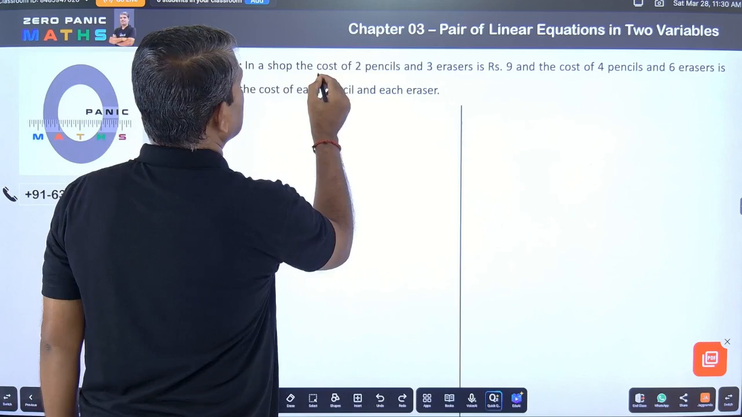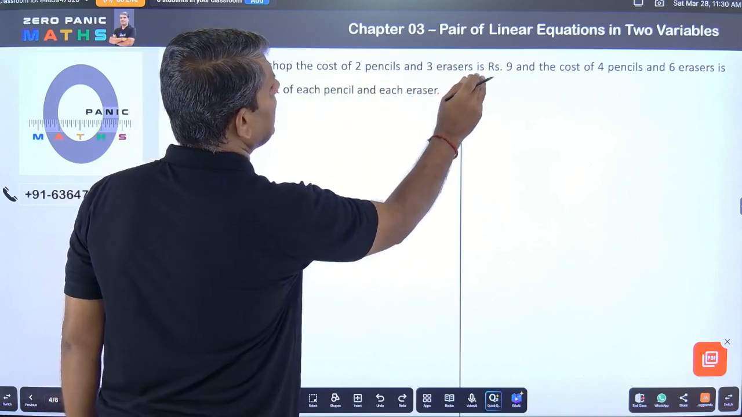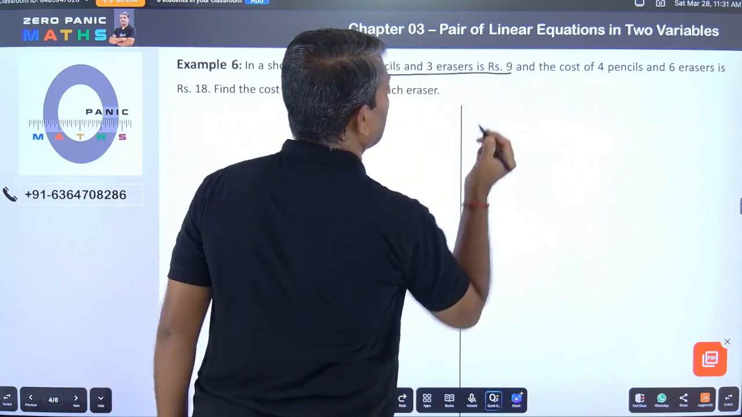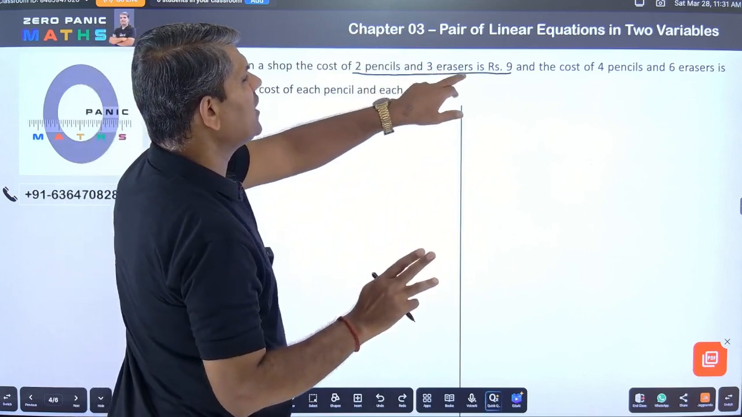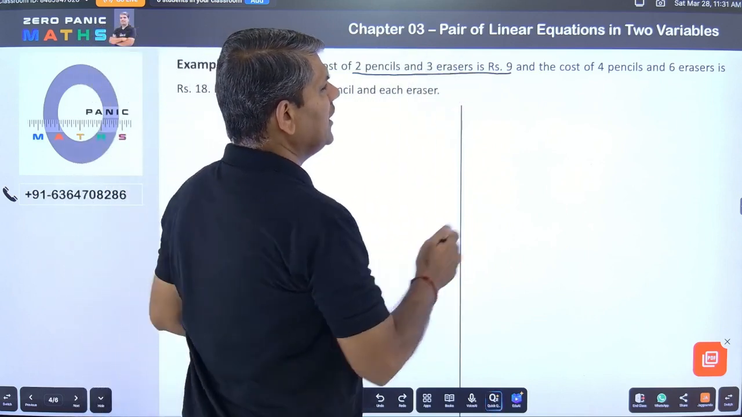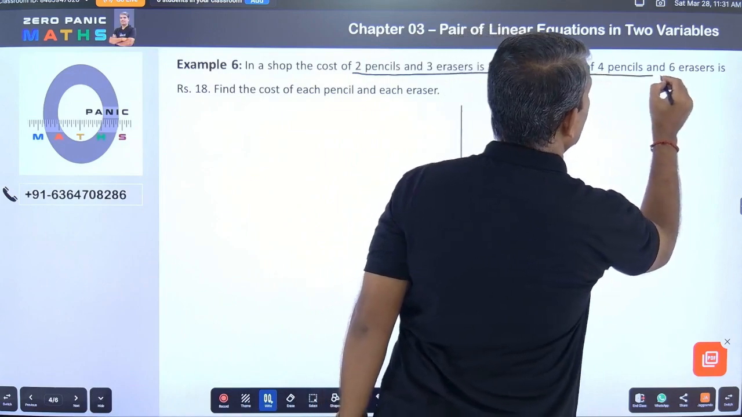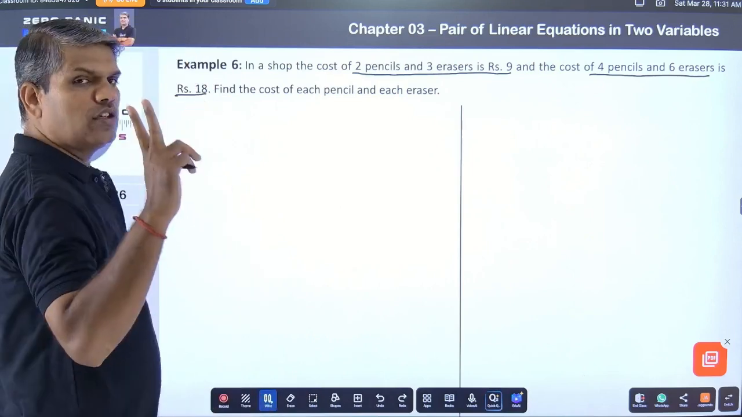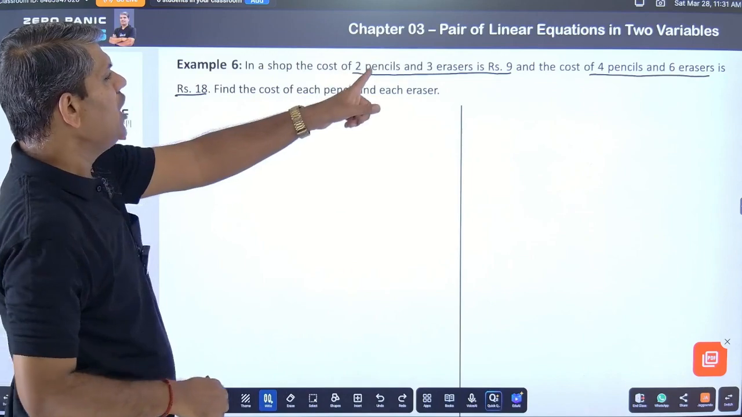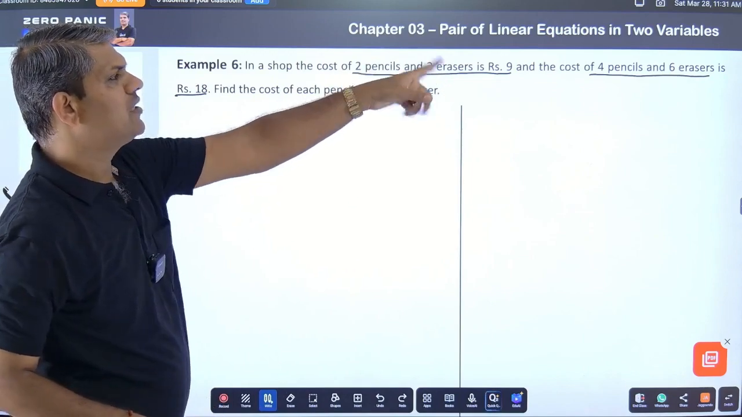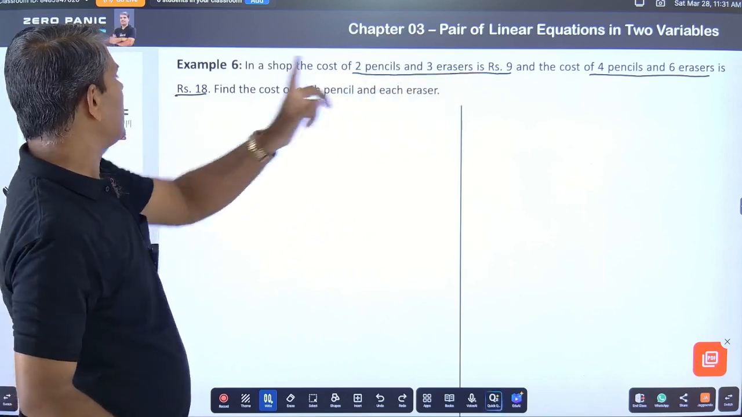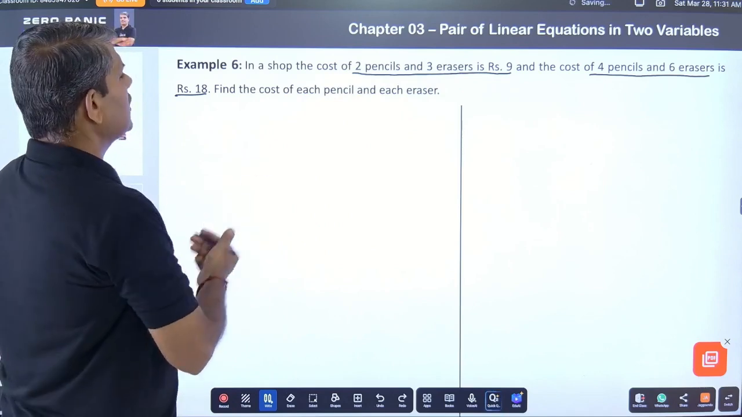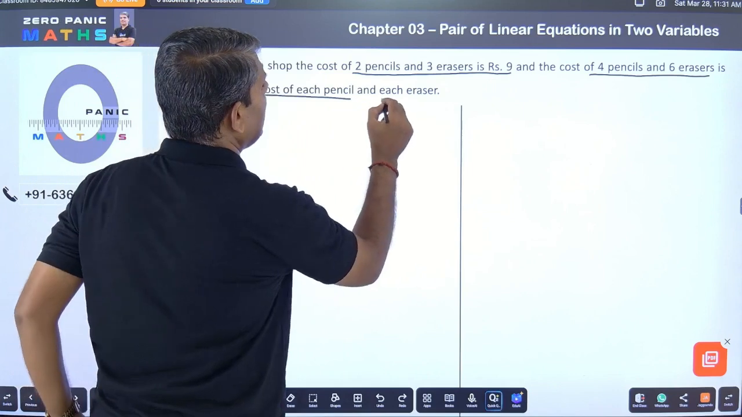In a shop, the cost of 2 pencils and 3 erasers is 9. Okay, so let us underline this. 2 pencils plus 3 erasers is equal to 9. Let us underline the other part also. 4 pencils and 6 erasers is 18. Only two quantities given here. 2 pencils plus 3 erasers is equal to 9. 4 pencils and 6 erasers is equal to 18. Very simple. Okay, now what is to be found? The cost of each pencil and each eraser.